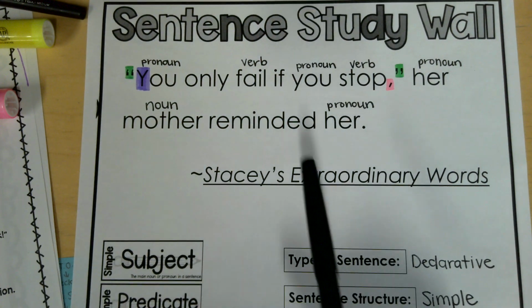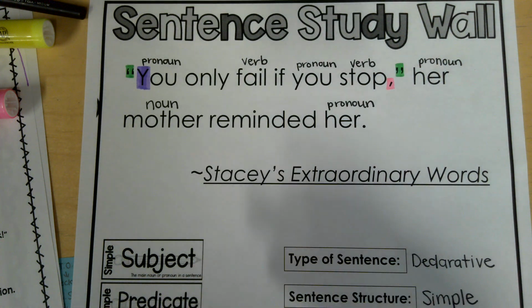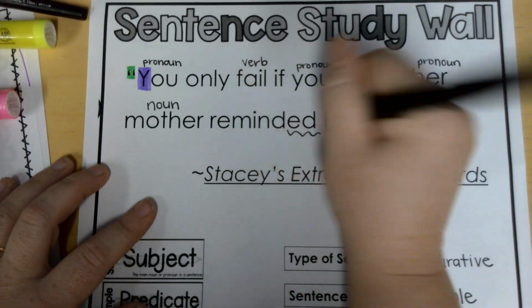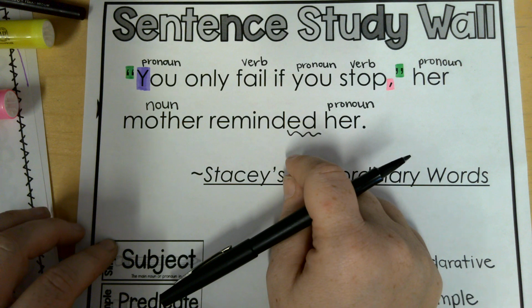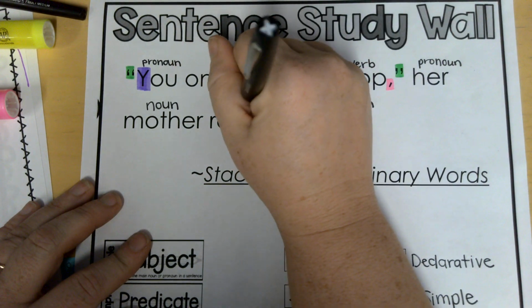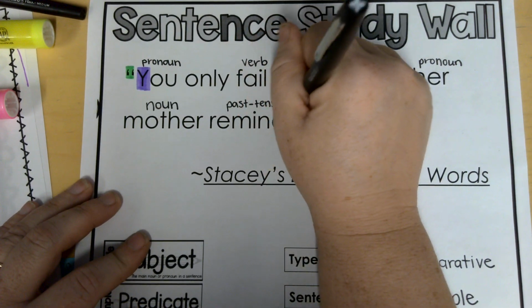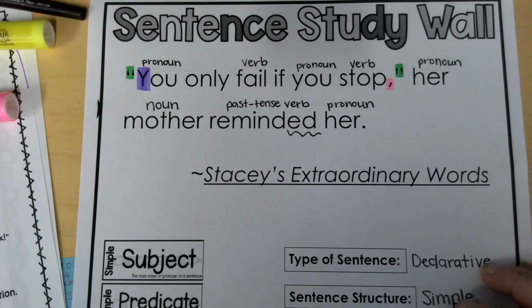Her mother reminded, okay? Reminding somebody of something is an action that you're taking. So it's a verb and it has an ed on the end of it. So what does that mean? Is it past tense, present tense, or future tense? This one is actually a past tense verb. And we will talk way more about that later, I promise. Okay, past tense verb.